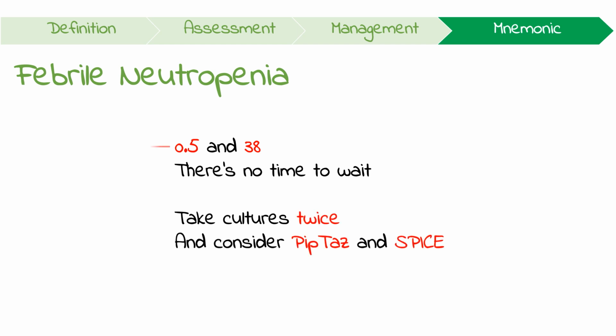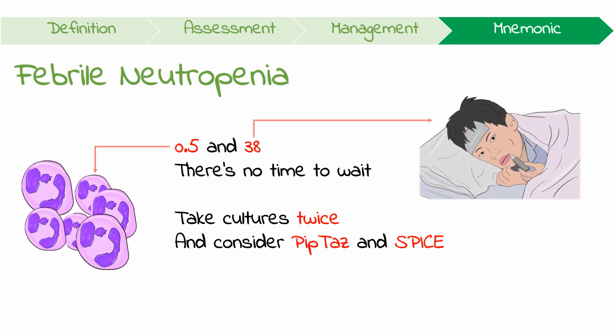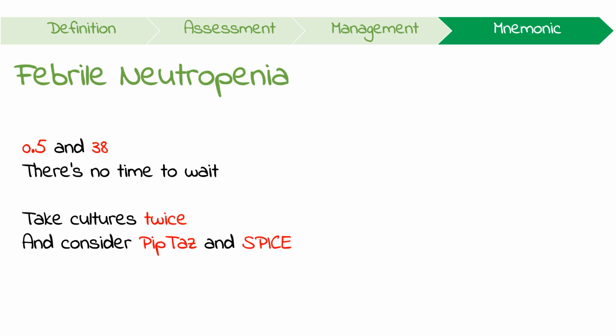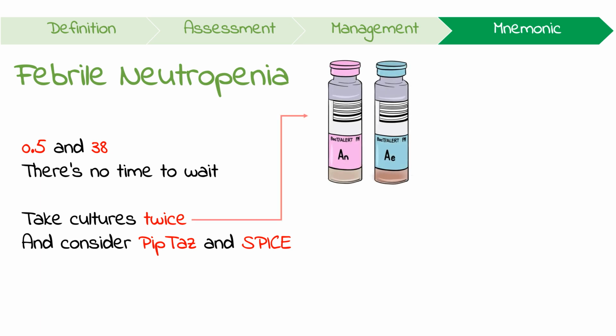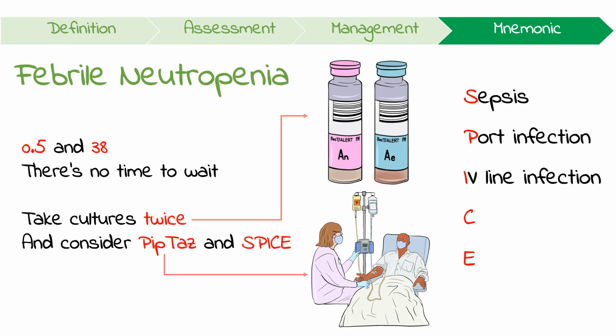Now, the first 2 lines tell us the definition of febrile neutropenia and that there's no time to wait for management. The second 2 lines tell us to take appropriate cultures and contemplate starting PIP-Taz. SPICE is an acronym for other things that you should consider, including if the patient has features of sepsis, if there is a port infection or an IV line infection. You might also have to give antifungals to treat something like Candida. Finally, E stands for escalate, and this is because you should always reach out to a senior if you're worried a patient has febrile neutropenia.